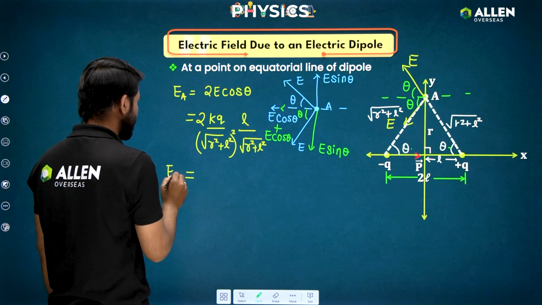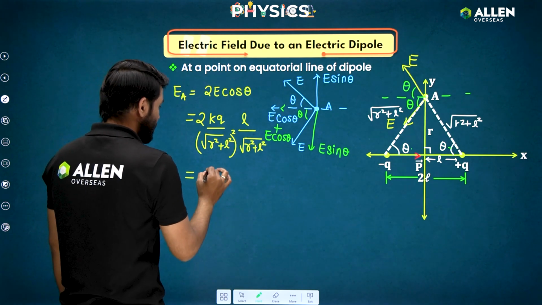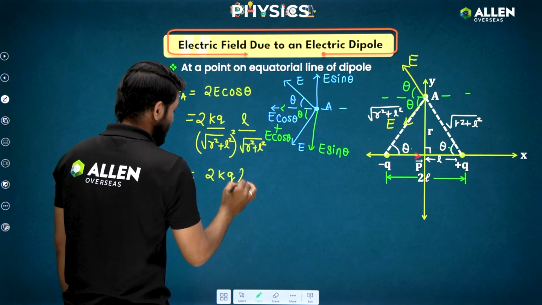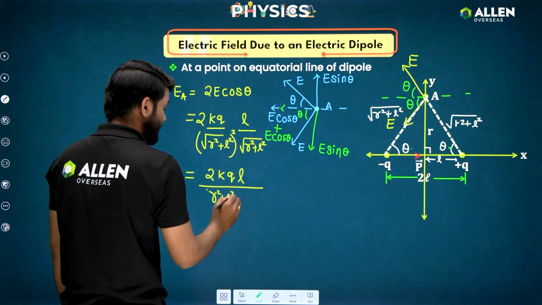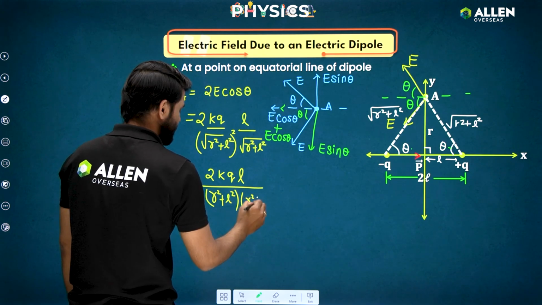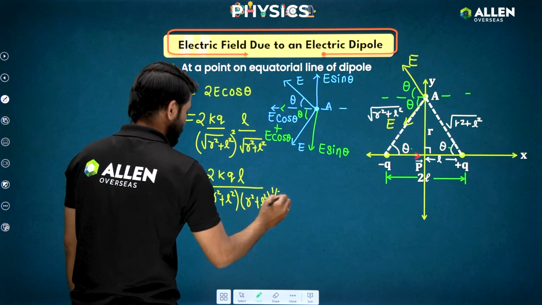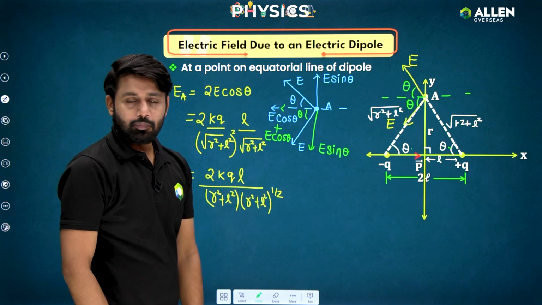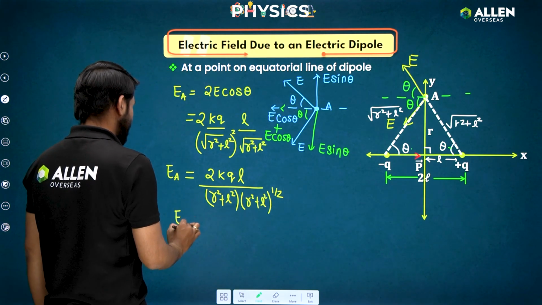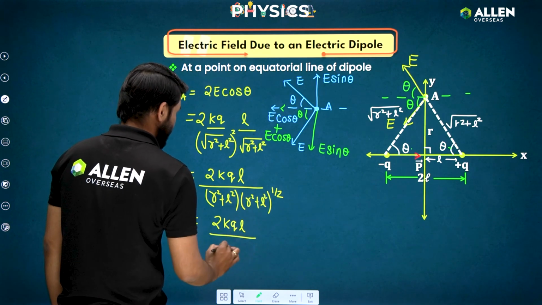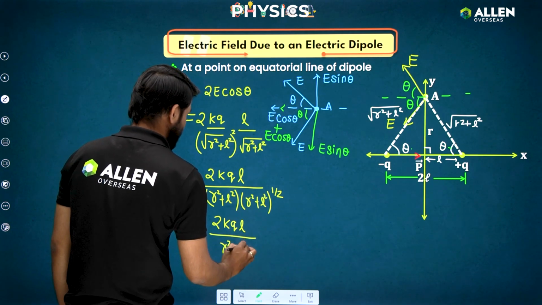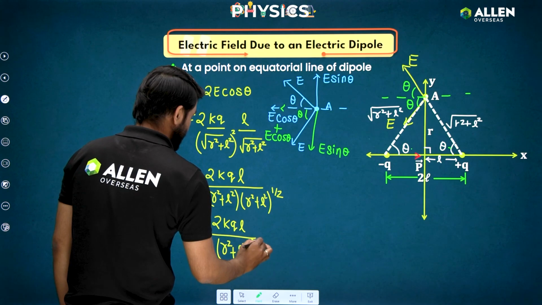Okay. Now see, the electric field at point A, this is the magnitude: 2kq into L divided by R square plus L square, right? And this is R square plus L square to the power 1 by 2. Okay, the base is the same, so we have to add the powers. So you can see here, the electric field at point A is 2kqL divided by R square plus L square to the power 3 by 2.